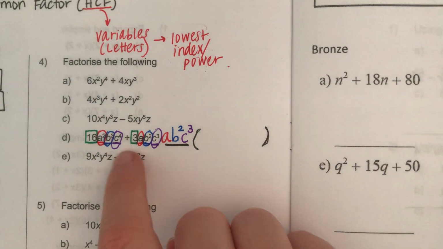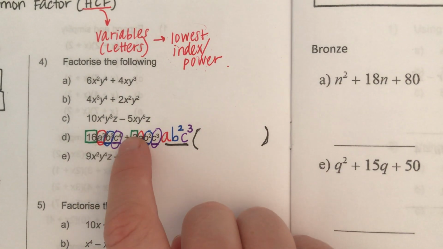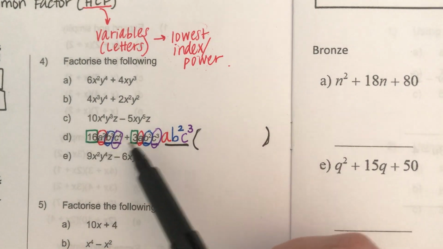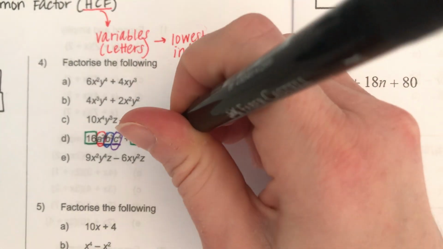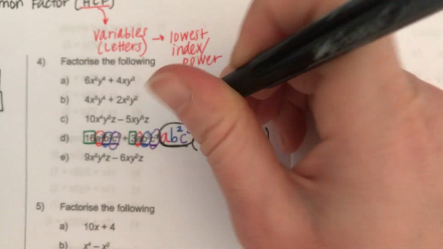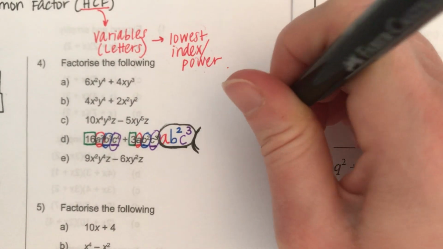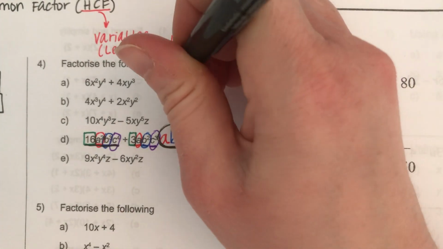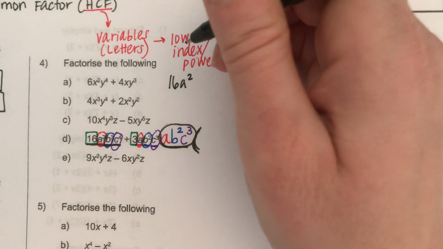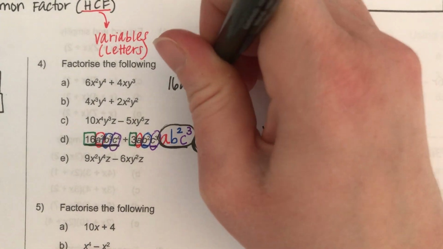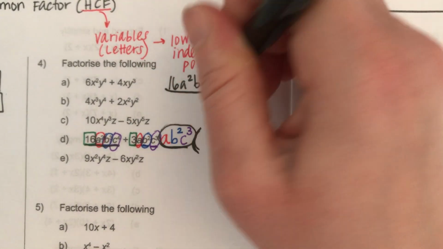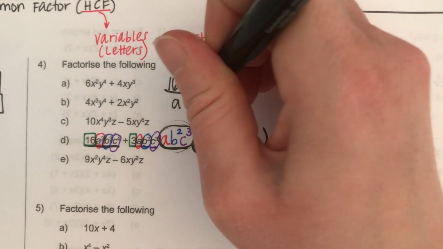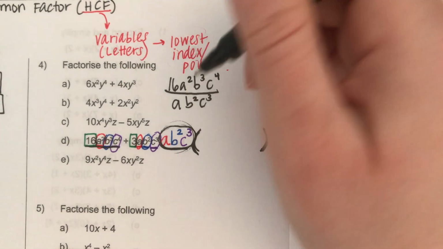Okay, so this gets a little bit complicated because we're going to divide each of these terms. I'll try to write it out very clearly, dividing each of these terms by the common factor that I just found. And then we'll put whatever comes out of that inside of these brackets. So my first term was 16a squared b cubed c to the power of 4, and I'll divide all of that by the common factor that I just found. This is coming from here.